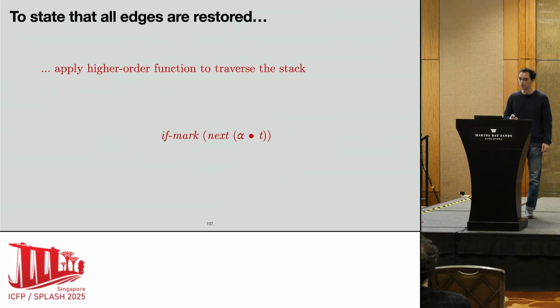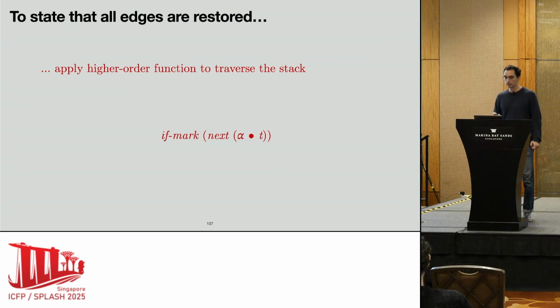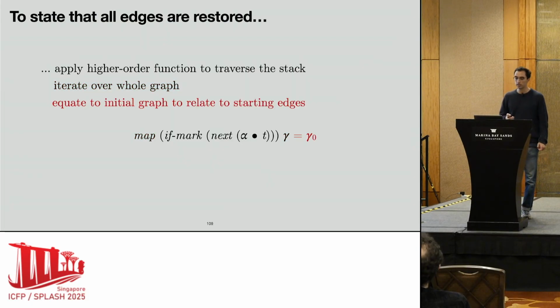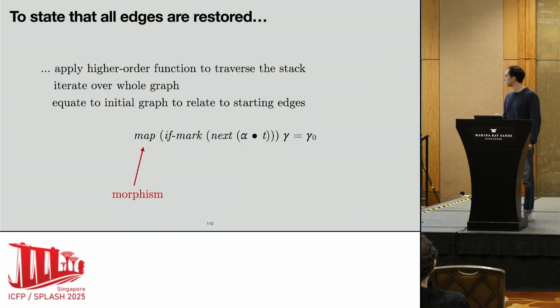Once we have this function, in order to state that all the edges are restored, we apply it to traverse the stack. We iterate it over the whole graph by mapping it through gamma, and we finally equate it to the initial graph to relate to the starting edges. And because we know that mapping a function is a morphism, we have encoded this complex invariant in terms of morphisms, which will allow us to apply this pattern of localization.